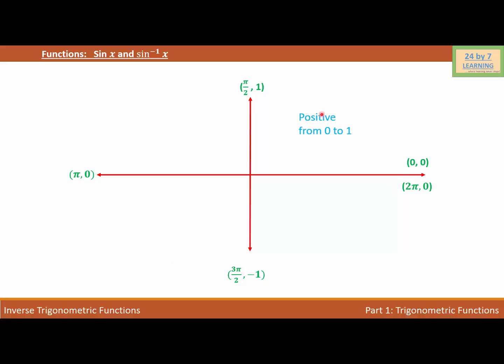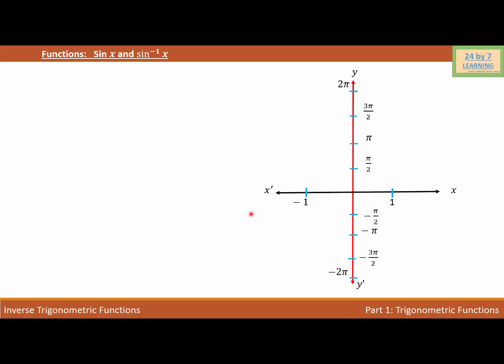Sine is positive in the first quadrant, and the value of the sine moves from 0 to 1. Sine is positive in the second quadrant too, and the value of the sine moves from 1 to 0. Sine is negative in the third quadrant, and the value changes from 0 to negative 1, which is right here. And sine is also negative in the fourth quadrant, and the value changes from negative 1 to 0, which is right here.